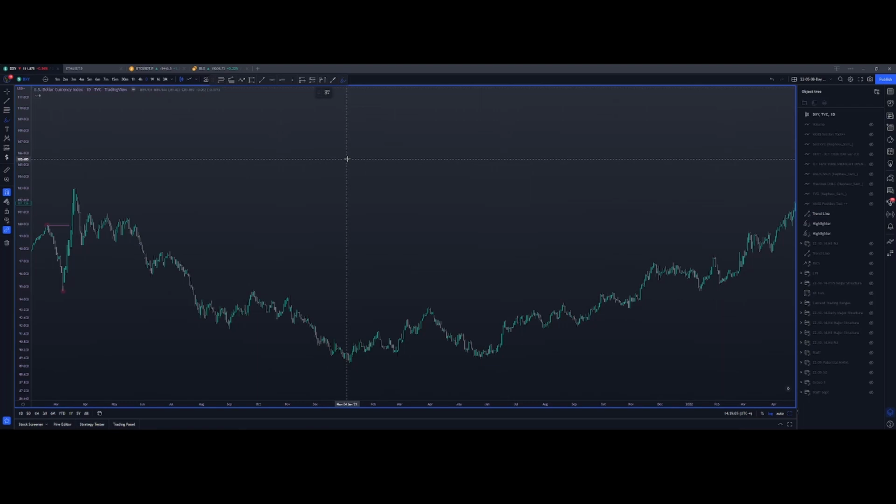Oftentimes a wick above a key level and then a fast snap back into the trading range is a liquidity grab. It's just the market taking the liquidity in terms of stops that are above or below that major structural point. So in order for me to define it as a major high or low structure break, it needs to be a candle body close.